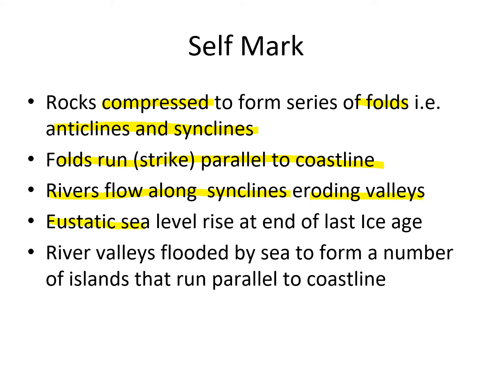Notice I've talked about eustatic sea level rise, and again I've talked about the end of the last ice age. If you want an extra mark, you might talk about how ice on land was melting, leading to global sea level rise. And then definitely, I think there's 2 marks here. River valleys flooded by the sea, and that formed a number of islands that run parallel to the coastline. So there's easily 6 marks there.